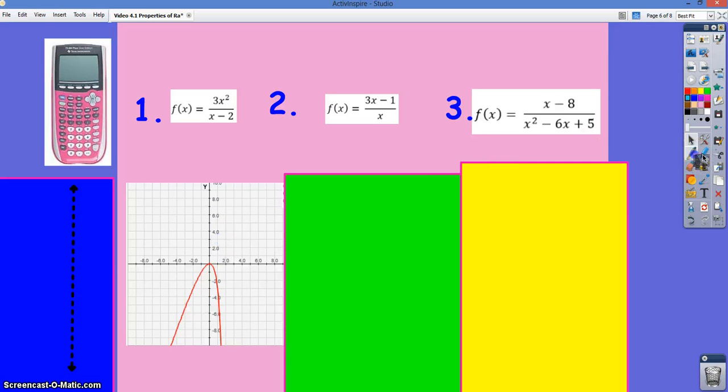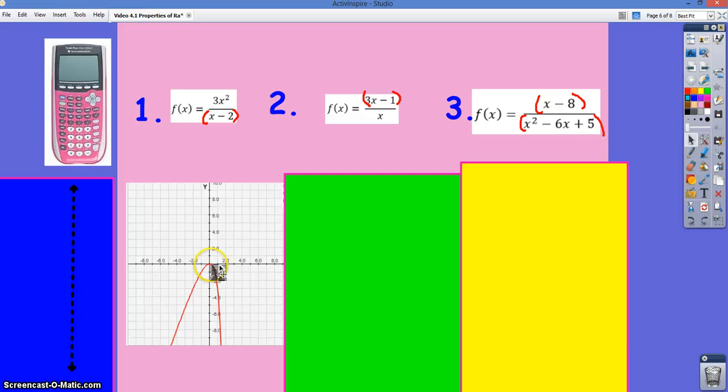Now, when you are typing this into your calculator, you need to make sure that you put parentheses around that x minus 2. Later when you're graphing numbers 2 and 3, those are going to have parentheses too. Be very careful with your parentheses when graphing these on your calculator. We're going to worry about graphing rational functions later. Right now, I just want you to be able to find asymptotes and intercepts.